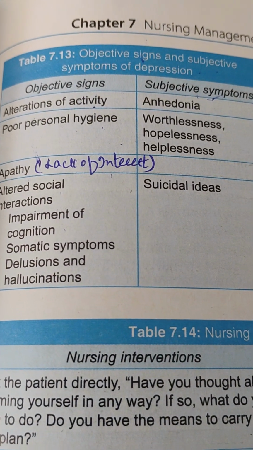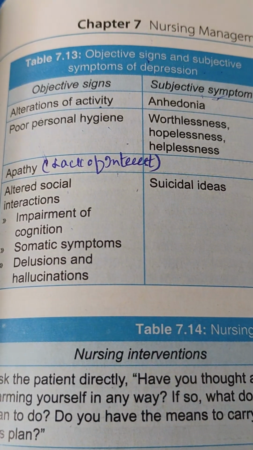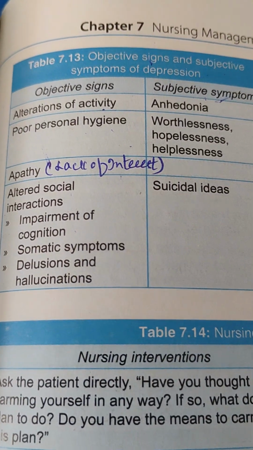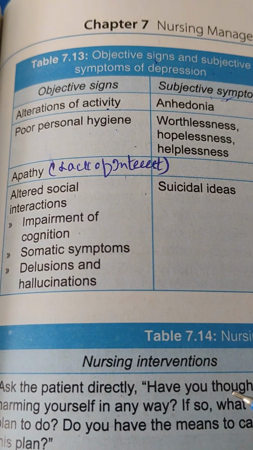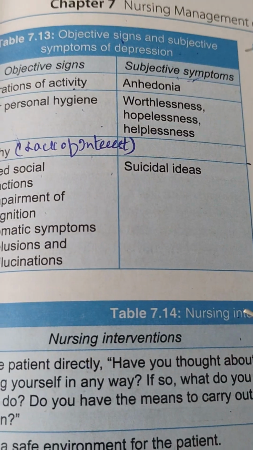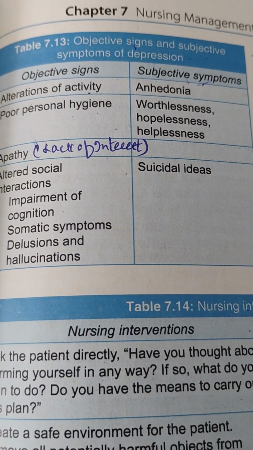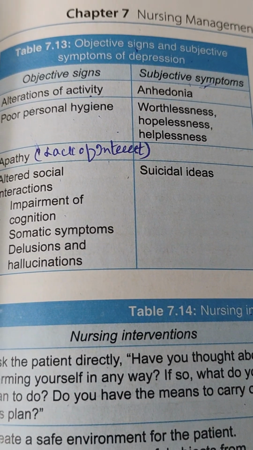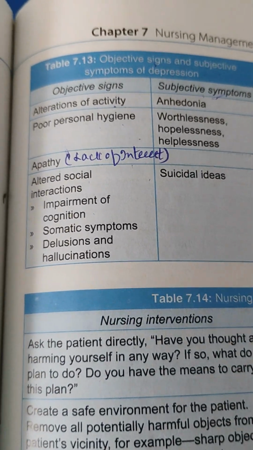What we are observing from the client is called objective signs. Symptoms which are reported by a patient after experience are called subjective symptoms or signs. What we are observing from the client is called objective signs, and symptoms which are reported by the patient are called subjective signs.